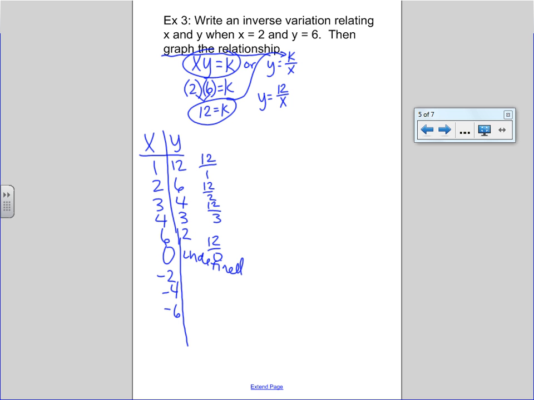-2, if I plug in -2, 12 divided by -2 is going to give me a -6. 12 divided by -4 gives me a -3. And 6 going in there will give me a -2. So now I have my points, my coordinate plane here.